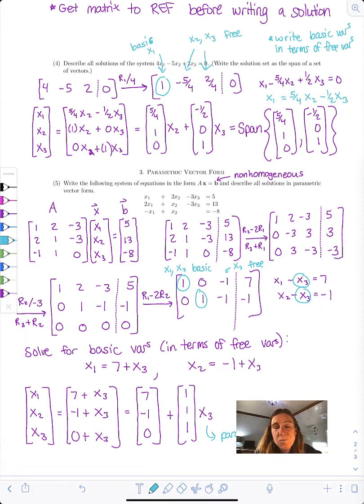This isn't quite a span because we're not taking all linear combinations of that 7, negative 1, 0. Notice that doesn't have a variable beside it. It's just fixed. You could think of it as 7, negative 1, 0 plus the span of 1, 1, 1. But this whole thing together is not a span. So this is our parametric vector form.